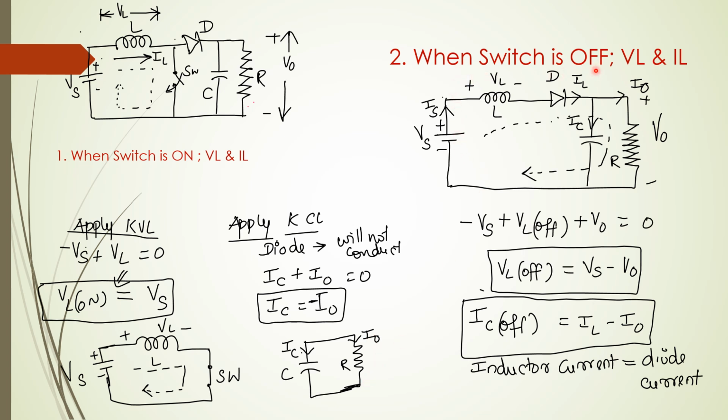Now when the switch is off, which means the entire circuit is present, what happens to the VL and IL? Same Kirchhoff's voltage law is applied. Vs minus Vs plus VL off. The VL off represents voltage across the inductor when the switch is in off condition or in open condition. Plus V0 is the output voltage. So at last we'll get VL off equal to Vs minus V0. Similarly, when we apply KCL, we'll get the capacitor current IC off equal to IL minus I0. Now in this case, inductor current is equal to the diode current.